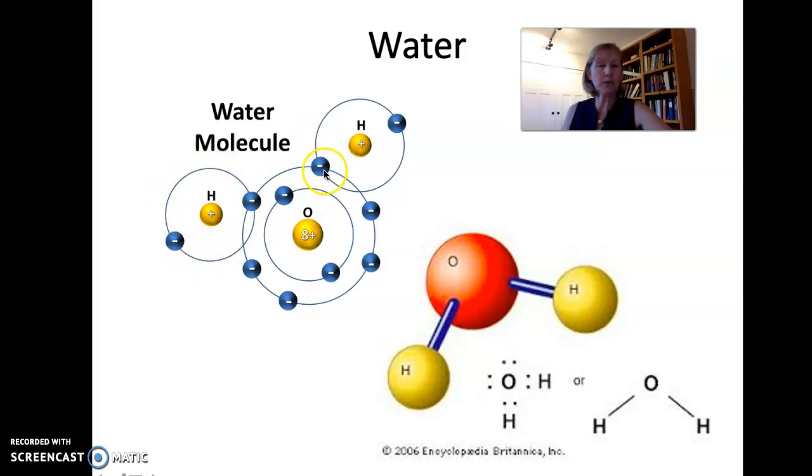This hydrogen only had 1. It could end up with 2 in its vicinity if it shared. And oxygen, by sharing these extra electrons, would have 1, 2, 3, 4, 5, 6, 7, and 8. That makes it a stable molecule, a non-reactive molecule. So that is the shape of water.